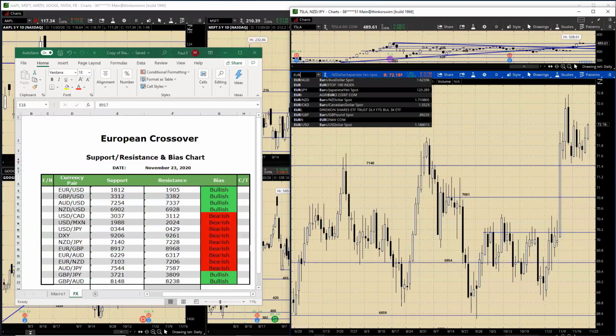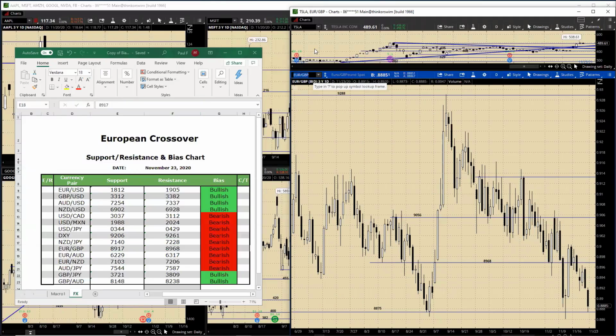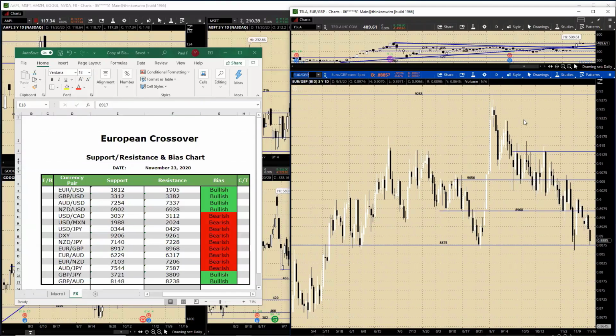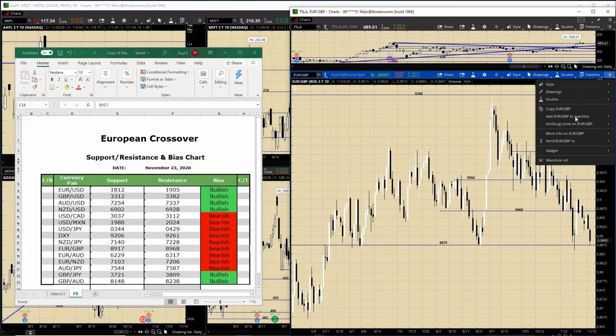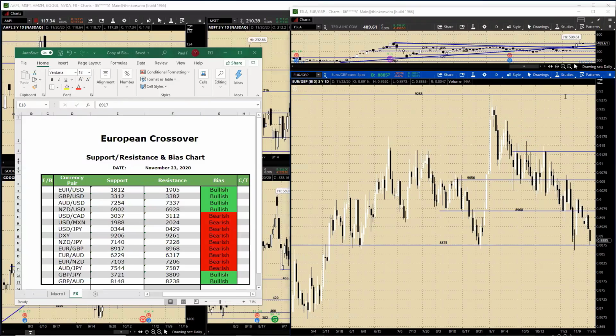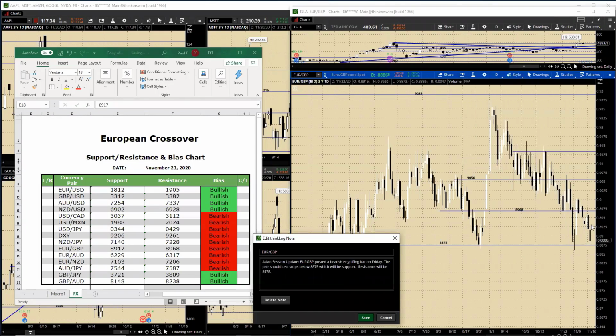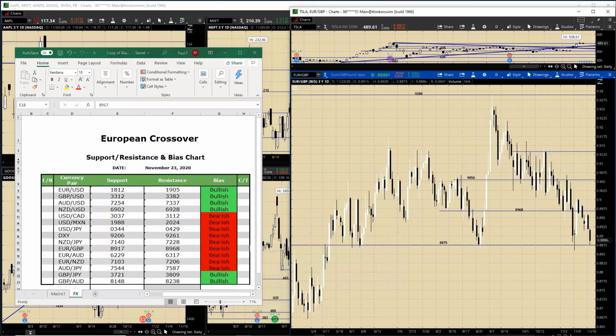And Euro pound. So this went to new lows. So the Euro pound posted a bearish engulfing bar on Friday. You can see that. See, it's engulfing the prior Thursday. The pair should test stops at 88.75. You can see we're down there already, which will be support. Resistance will be 89.78. So you can see here.